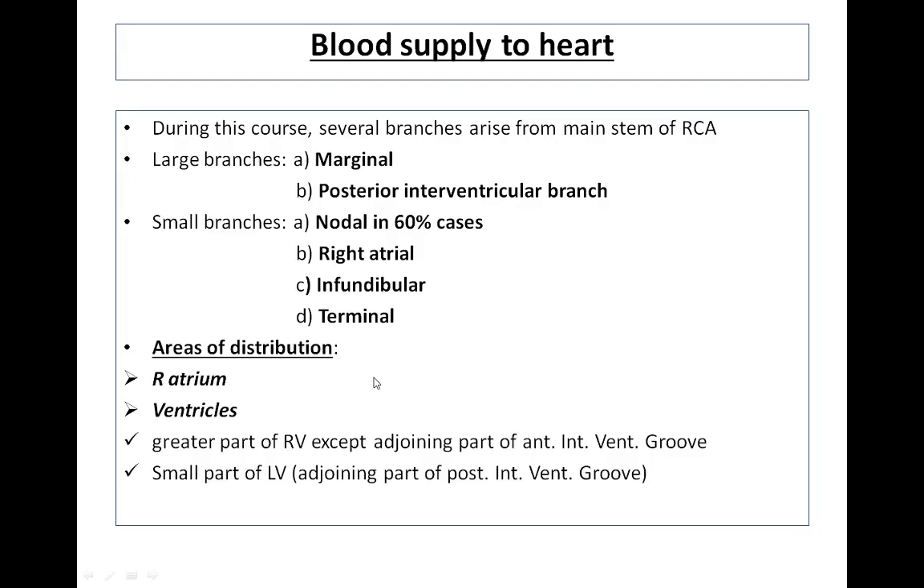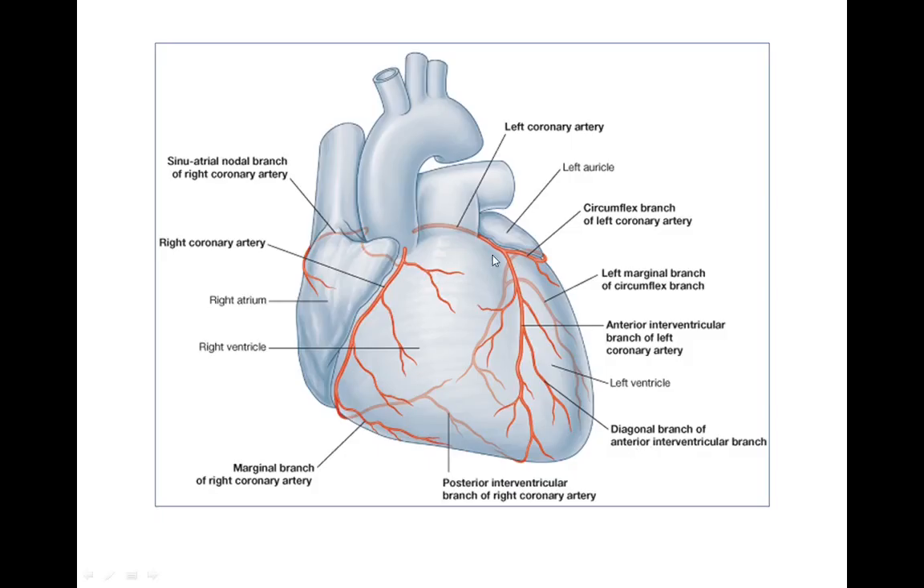Now which part of the right ventricle? The greater part of the right ventricle is supplied by the right coronary artery, except the adjoining part of the anterior interventricular groove.